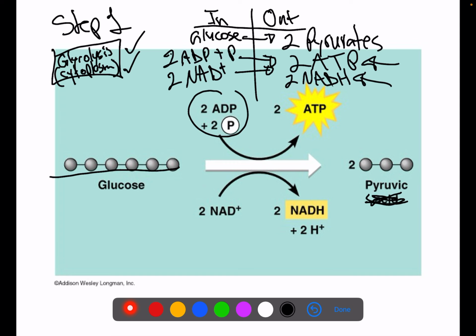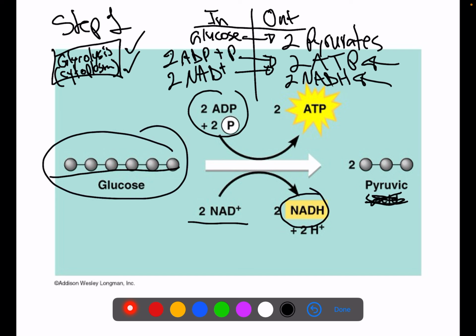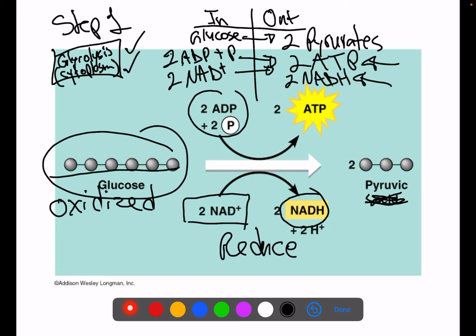And remember, reduction cannot happen without oxidation. So if NAD is picking up hydrogens and becoming NADH, where did those hydrogens have to come from? Glucose. Because remember, what do we do with the food we eat? We oxidize it, right? So glucose is being oxidized so that we can reduce NAD to NADH. Okay? Okay, that's step 1.